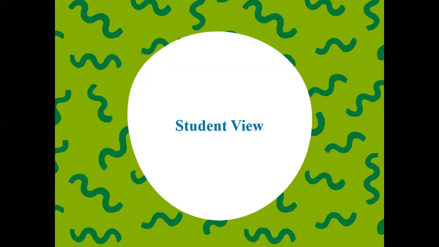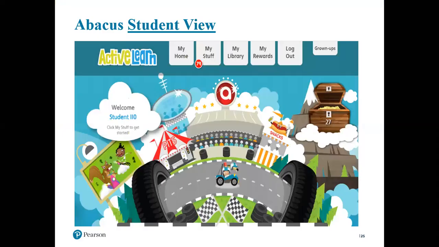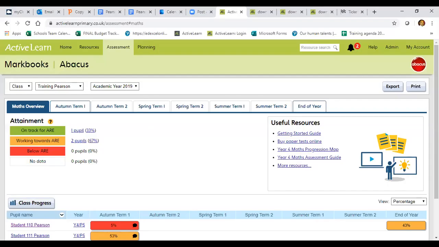Student view. Let's have a look at the student view. This is basically what you're going to see: my home, my stuff, my library, my rewards. Let me show it to you in real view. I'll do a new share. Let me sign out from the teacher account and log in using a student account.